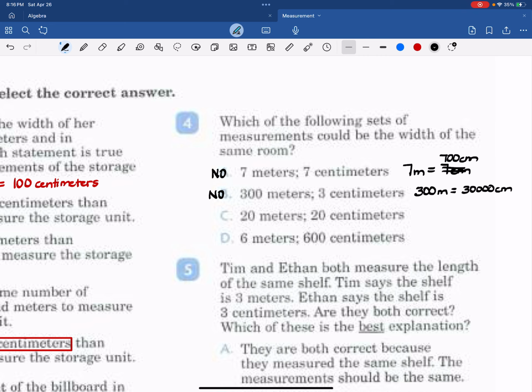20 meters equals 20 centimeters. Oops. 20 meters would be 20 times 100, or 2,000 centimeters. That's a no. 6 meters equals 600 centimeters. That is the true one. Same room, measured in meters or centimeters. That is the true one.